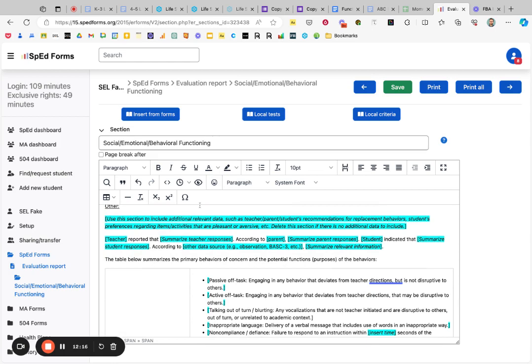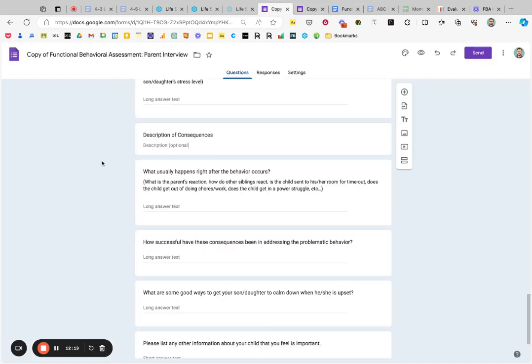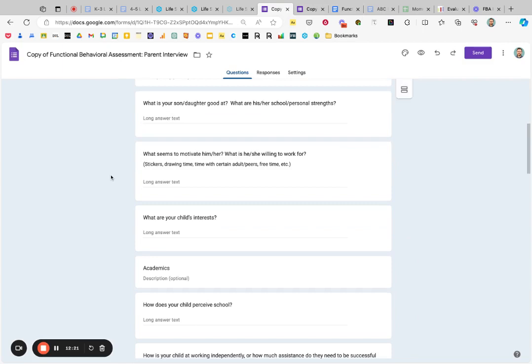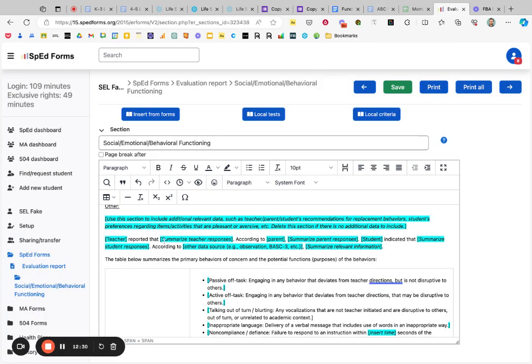And then other. So you have these sections that I haven't talked about quite yet, like the child's interests, how they perceive school, things that motivate them. Those things can fit under here. And those are some of the examples that are written in this guidance text. So I could say, like, teacher reports they're really interested in Pokemon. Parent echoed the same thing. Student mentioned that they're really motivated by earning Pokemon cards.